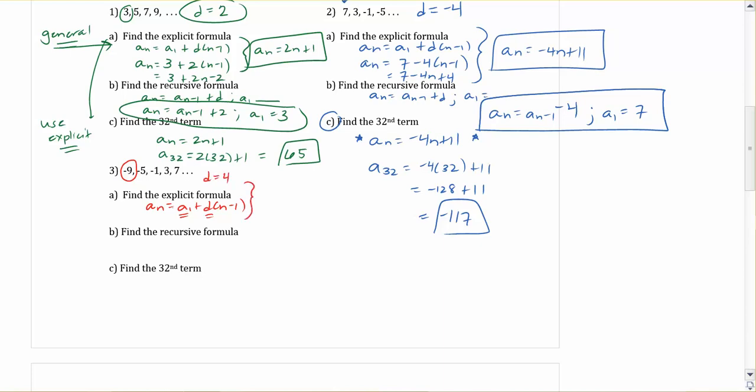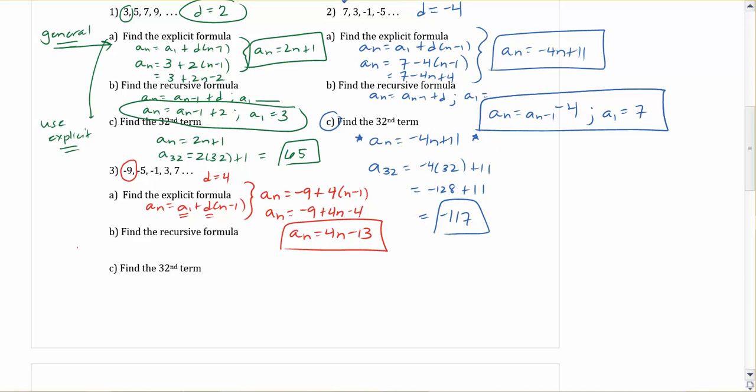So my common difference is going to be 4. Let's take that and apply it then to my formula. So a sub n, my first term is negative 9, plus my common difference is 4 times n minus 1. So a sub n is negative 9 plus 4n minus 4. So when I simplify that, it looks like I get 4n minus 13. That's going to be the explicit formula for problem 3.